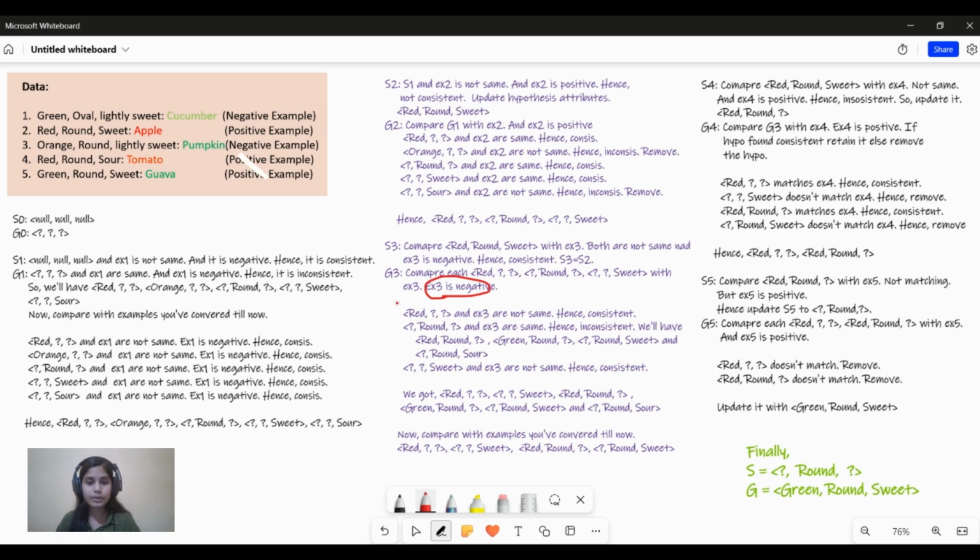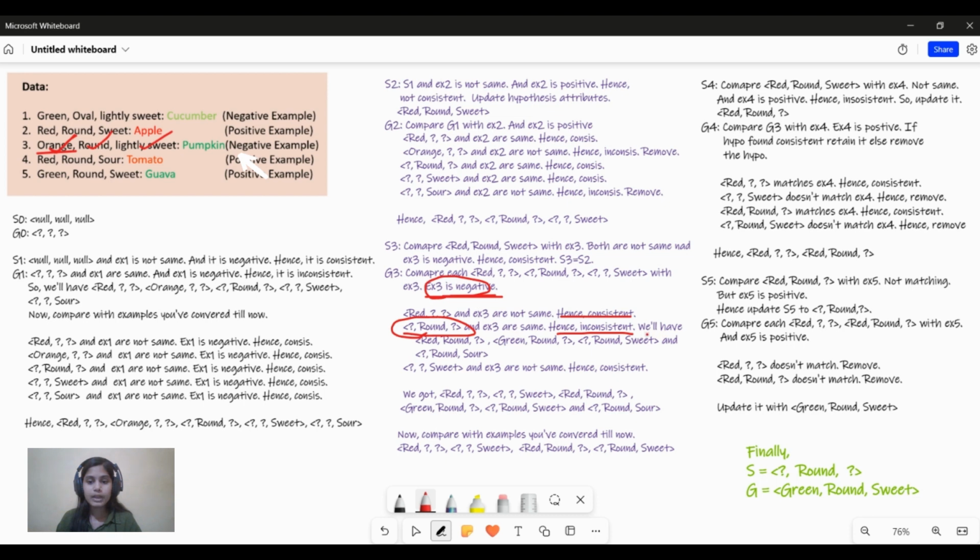So we will compare it one by one. Red, question mark and question mark. So example 3, first, it is orange, it is not matching, so it is consistent because example 3 is negative. Now this second one, which is question mark, round and question mark, so round is covered, and lightly sweet is also covered. So this is inconsistent as example 3 is negative.